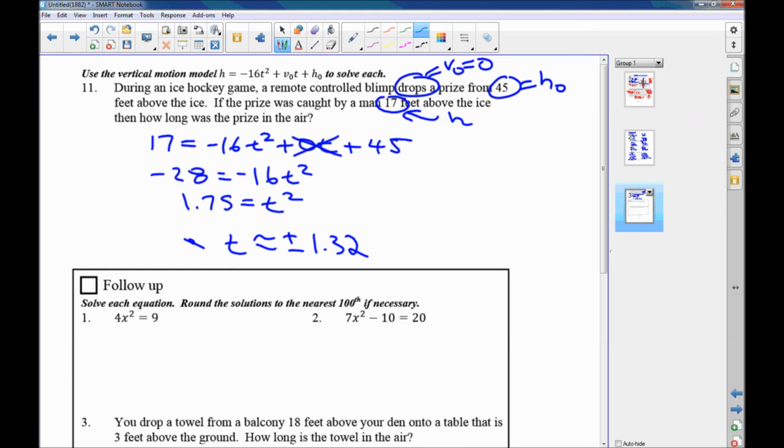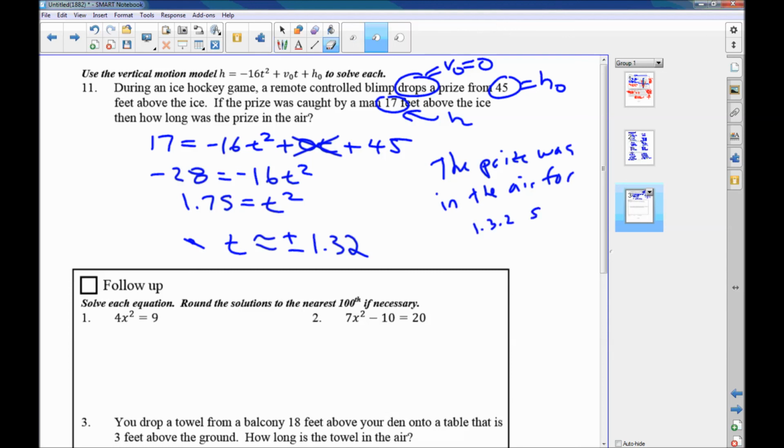All right, so how long was the prize in the air? So certainly it was not in the air for a negative amount of seconds. So the prize was in the air for 1.32 seconds. And that's about. We round it.